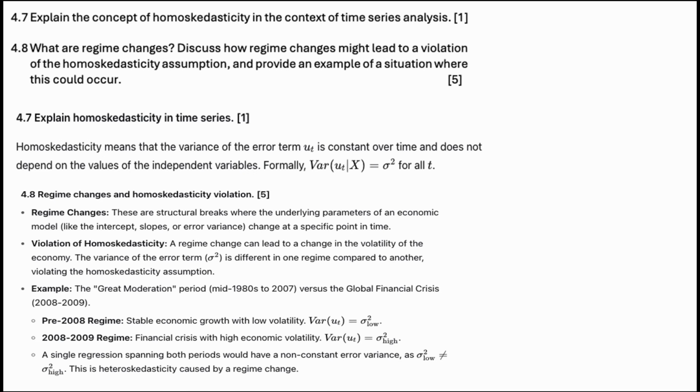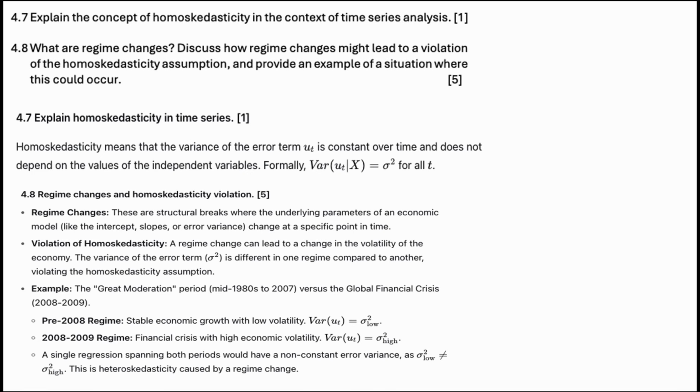So formally, the variance of the error term in year t given X, so X is again a matrix of the explanatory variables, so all explanatory variables across all of time, right? The variance of the error term in year t depending on X is equal to sigma squared, the standard deviation squared, for all t. So it's equal to a constant variance, the true population variance.